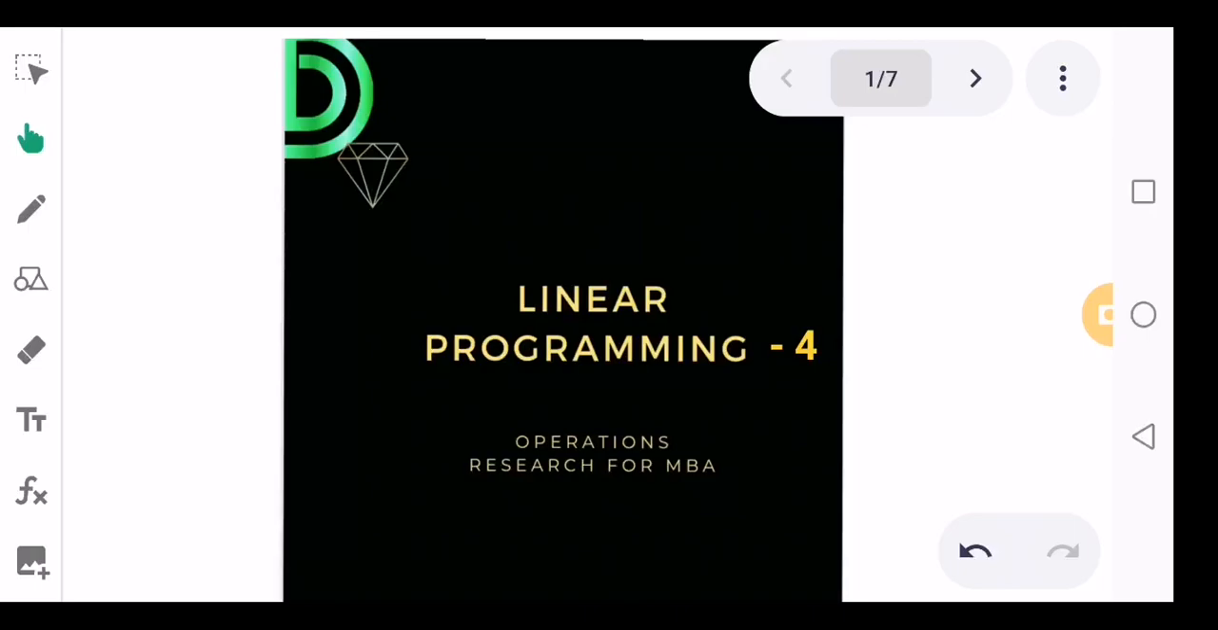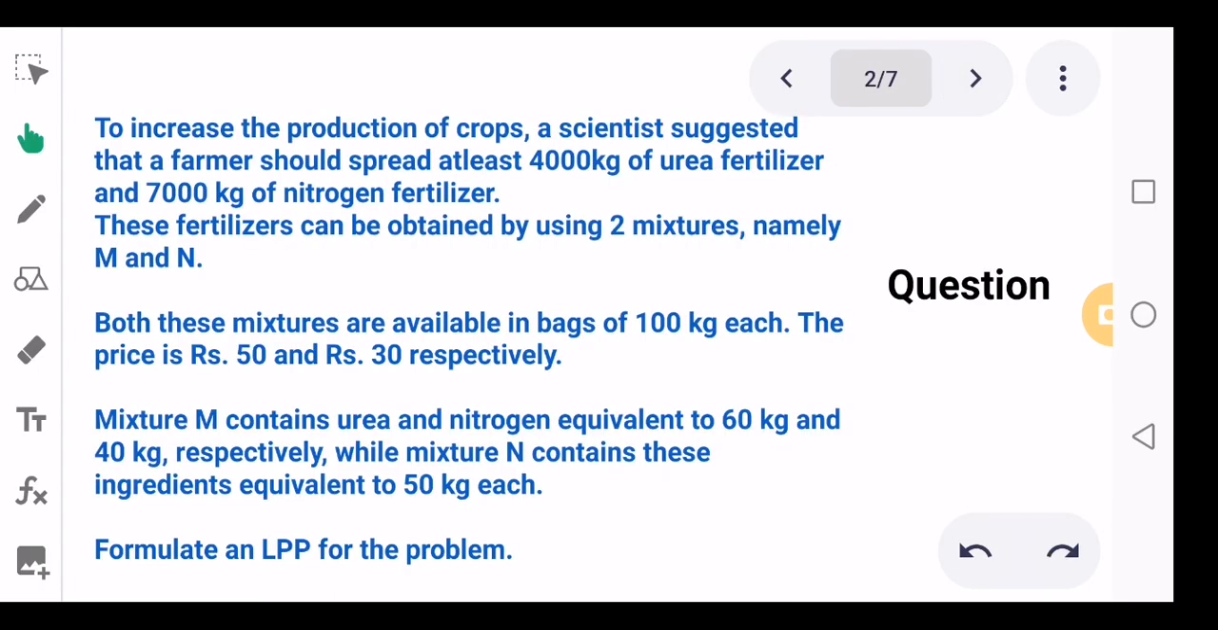Today we are going to do part 4 of linear programming, and again we are going to solve a problem today. Today's question is this.